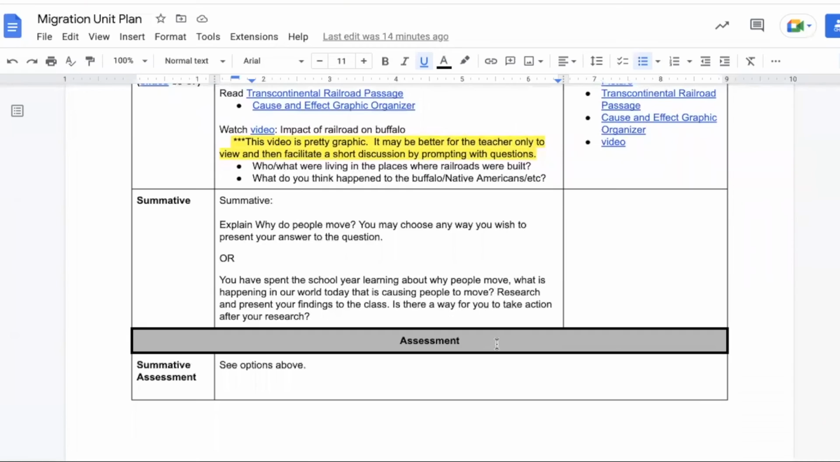Following lesson 15 is the summative. You can have students explain why people move or focus directly in on the main compelling question. Or you can think about the following one: you've spent the school year so far learning about why people move. So what is happening in our world today that's causing people to move, and allow students to research and present. Either option is strong, and it gives you some flexibility in how you would like to collect the evidence of learning.